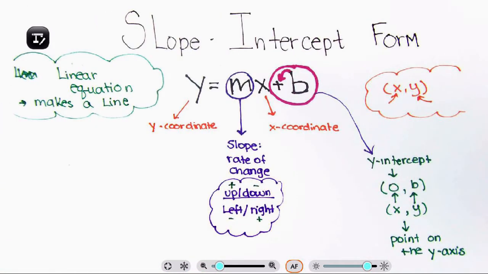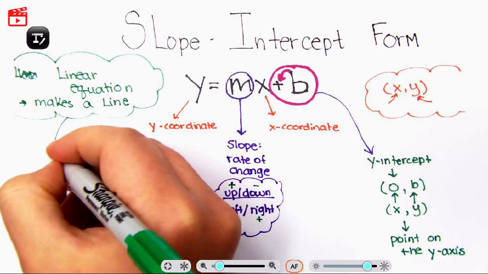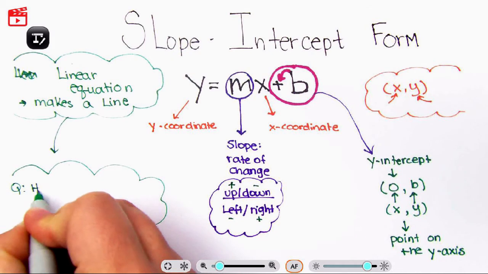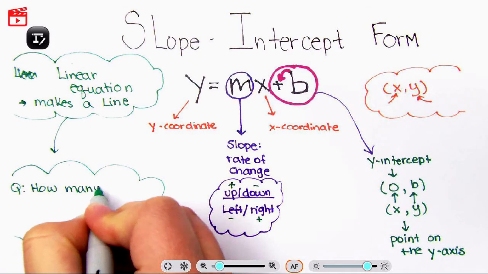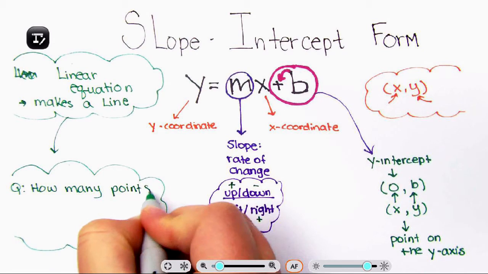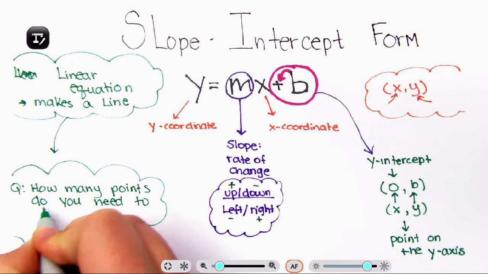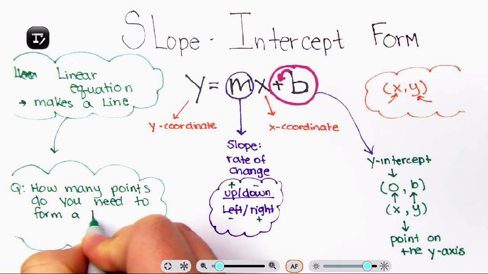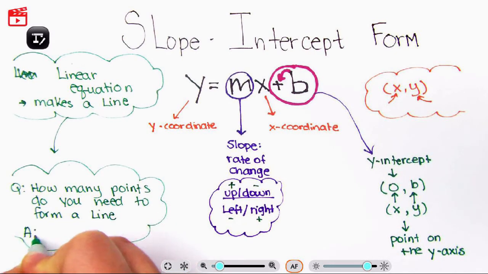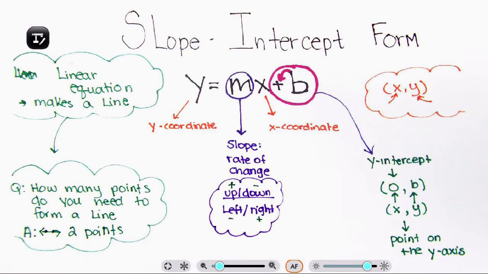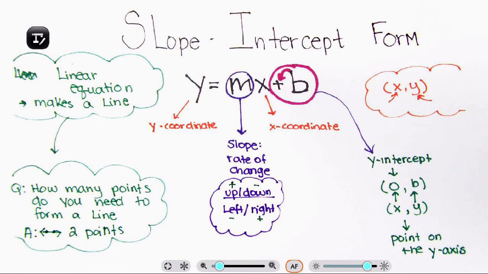And actually, you know what? While we are at this, I'm going to do another thinking bubble. And this bubble is a Q&A. How many points do you need to make a line? And the answer to that is you need 2 points. So you need a point here, and then you have a line. Make sure that you have arrows on your line because it is continuous. It's not discrete, it's continuous.